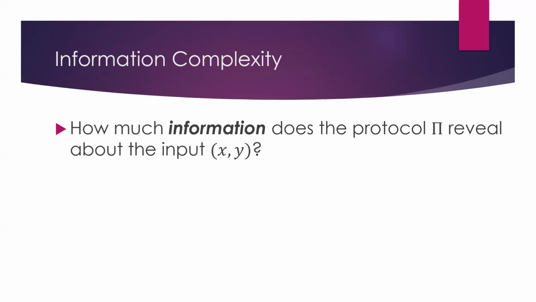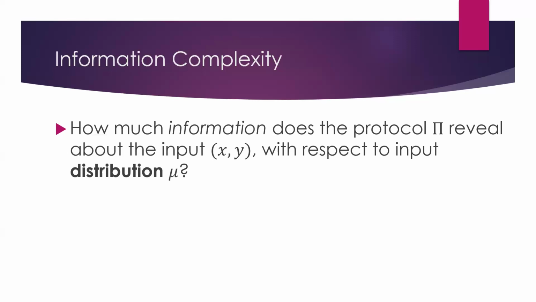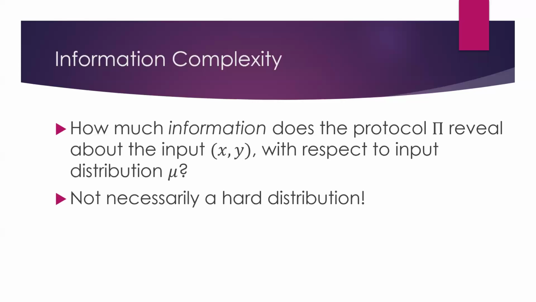So information is something that we define for a distribution. So when I ask how much information is there between the message Alice sends and the input that Alice has, this is with respect to a certain distribution of inputs for Alice. But one thing I want to point out is that this distribution is not necessarily a hard distribution for the problem. So what we are going to do whenever we are using information complexity in these lower bounds is showing that if there is an algorithm that succeeds in the worst case, that succeeds on every input, then on this distribution, it has to have a lot of information between the message sent and the input that Alice had.